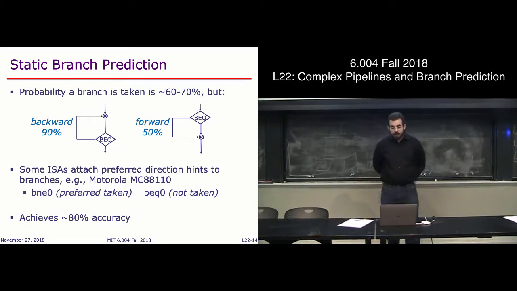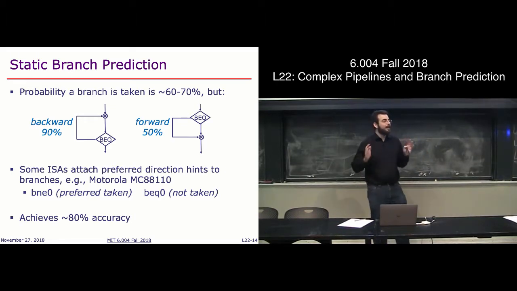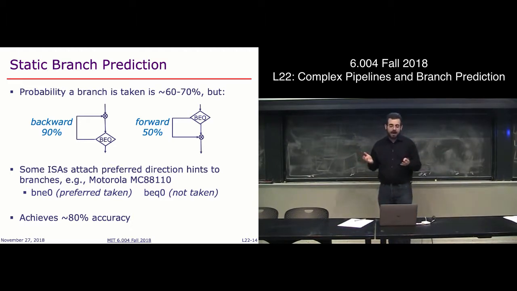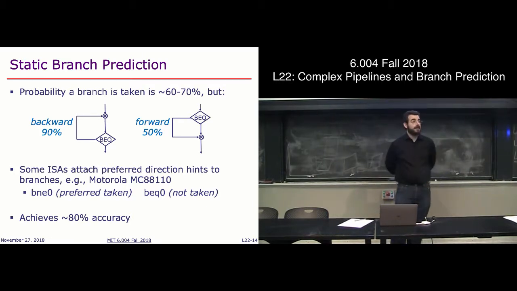So one thing you can do, and something that some ISAs do, is what's called static branch prediction. So in general, and this is very empirical, you basically have to take your application and look at how many branches there are and how many branches are taken. You'll see that in most applications, 60 to 70% of the branches are actually taken. And so if you're predicting PC plus 4 all the time, you'll be mispredicting around 70% of the branches. But you can actually do some analysis and say, well, what happens if we separate two cases in branches?